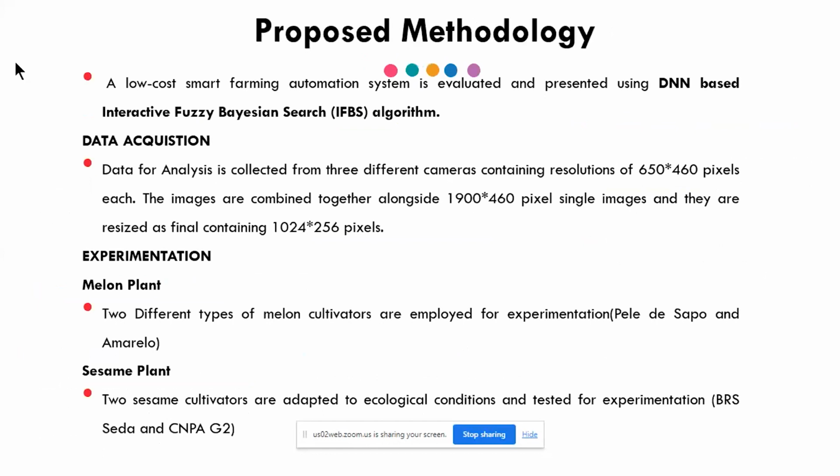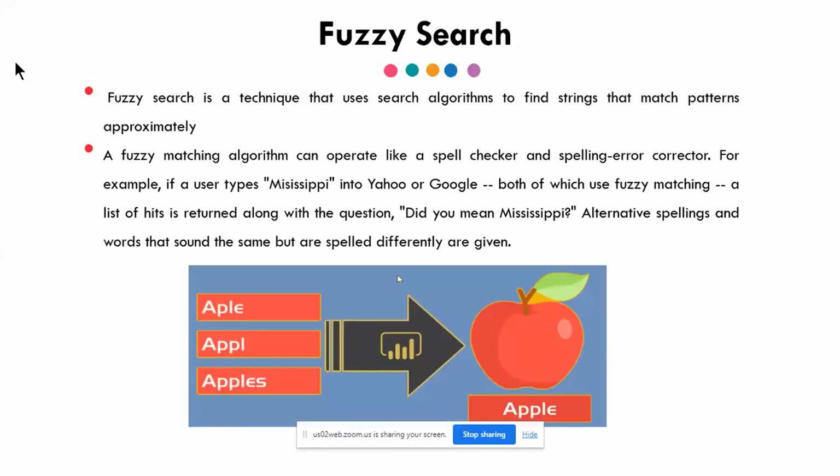Here the first step is data acquisition. We are using 3 different cameras which are able to collect pixels. Here the data is collected and we are experimenting using melon and sesame plants. So we have taken 2 different plants for experimentation, melon and sesame. And what is the IF-based algorithm? I want to describe it here.